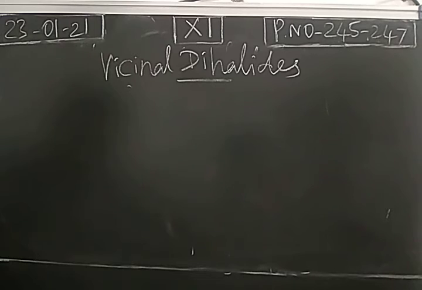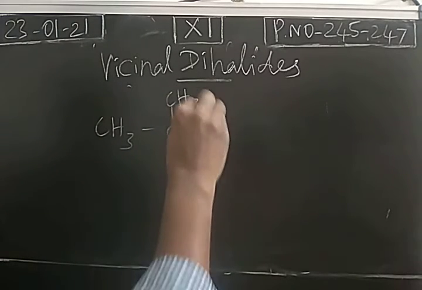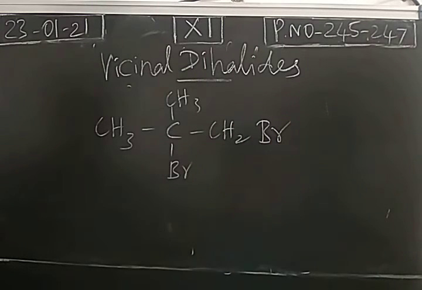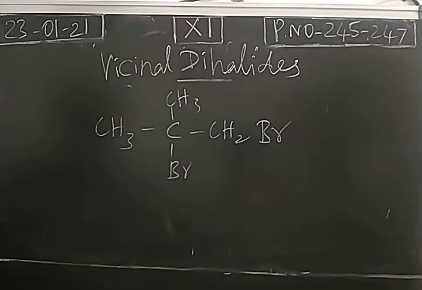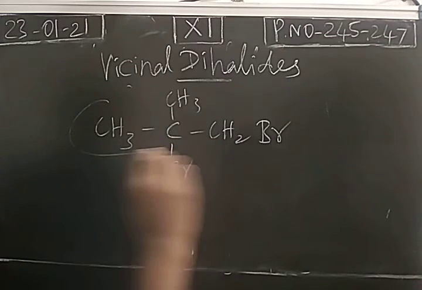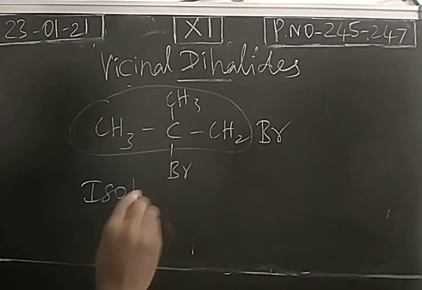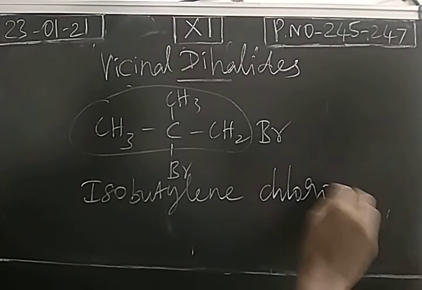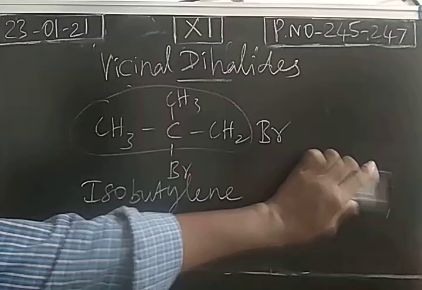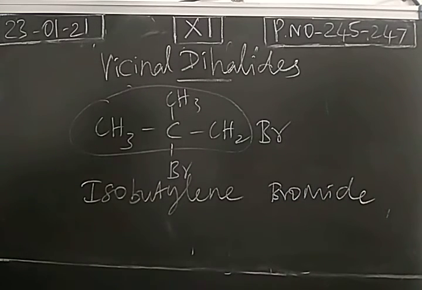Second example. So two halogen atoms are attached to adjacent carbon atoms. Right. So this is an example of vicinal dihalide. This is called the isobutyl group. So the common name is isobutylene bromide or isobutylene dibromide. This is the common name.